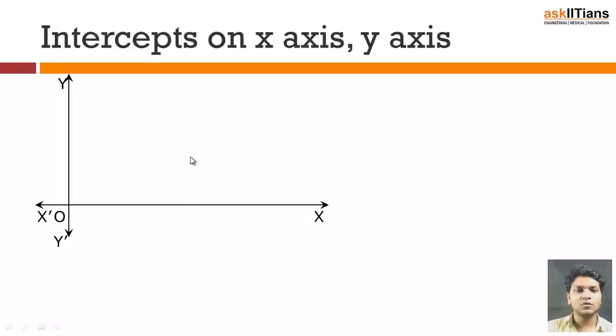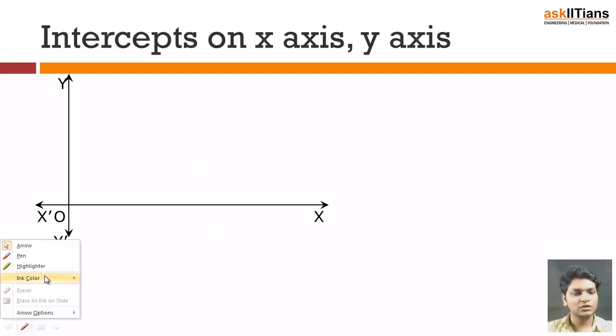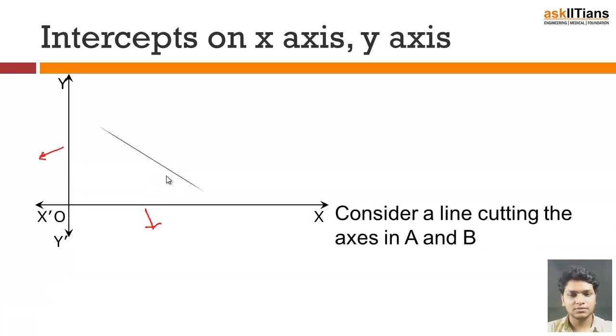Now we will do some of the terms that are continuously and rigorously used in the chapters of straight lines, which are an integral part when we are going through the complete chapter. Some of them are the intercepts on the x-axis and the y-axis. For this, first of all, we have to assume rectangular axes. So these are the rectangular axes, x-axis and the y-axis. First of all, we'll consider a line cutting the axes in A and B.